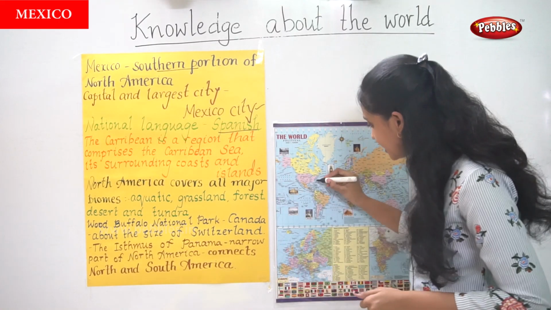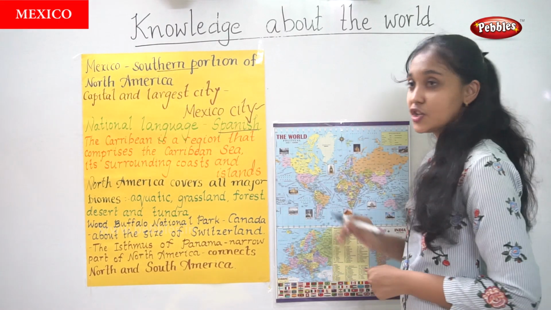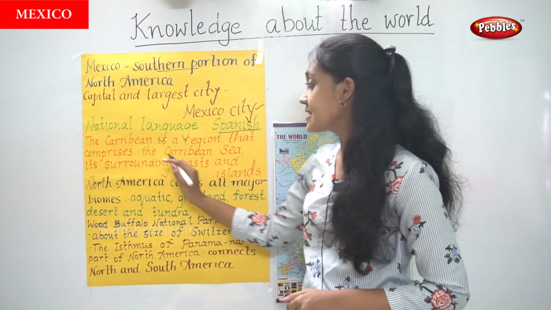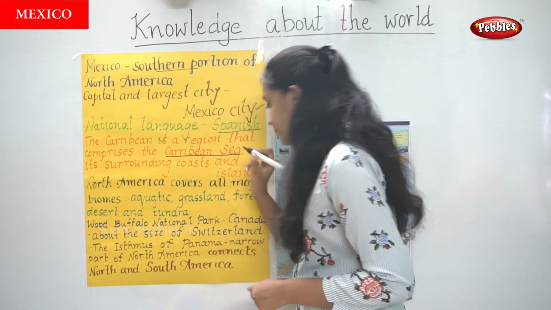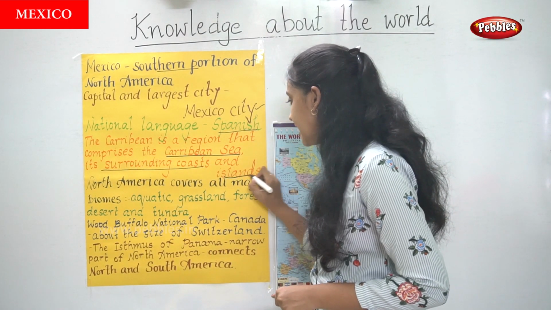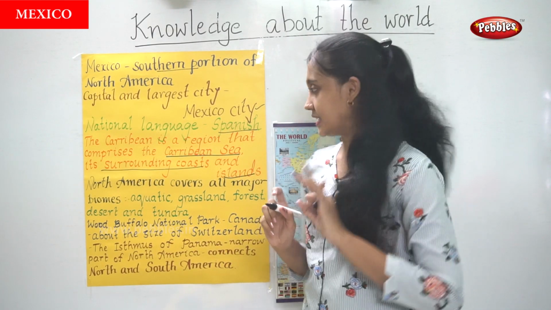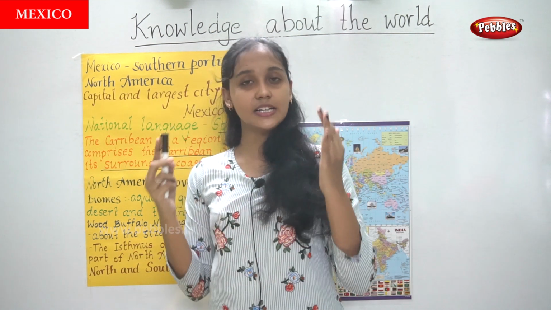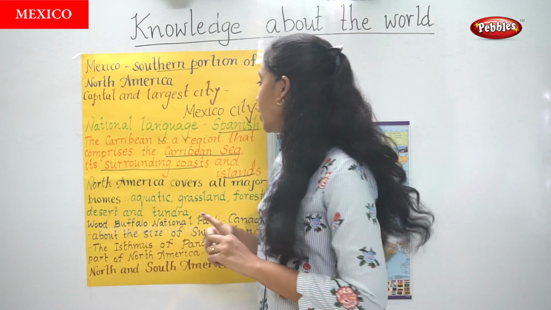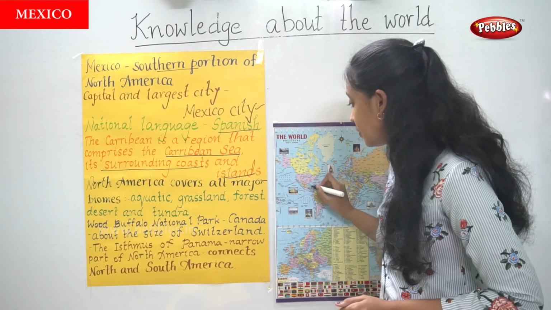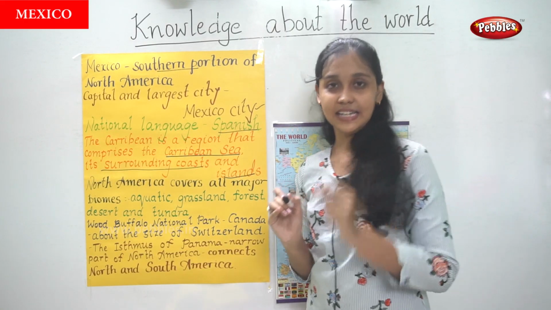Moving on to these islands here. The Caribbean is a region that comprises the Caribbean Sea, its surrounding coasts and islands. So there are three things here. The Caribbean is a region. It is not a country, it is a region where you have the Caribbean Sea, the surrounding coasts and the islands.